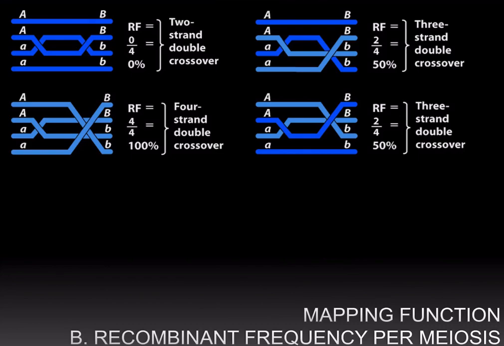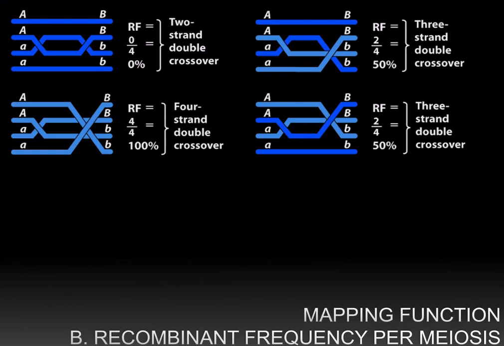If you have a double crossover that involves all four strands, so these two non-sister chromatids crossed over and then these two non-sister chromatids also crossed over, then you will end up with 100% recombinant gametes. If you have a double crossover that involves three strands, then you will end up with 50% recombinant gametes.